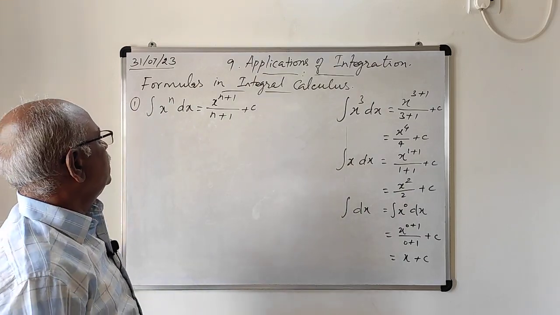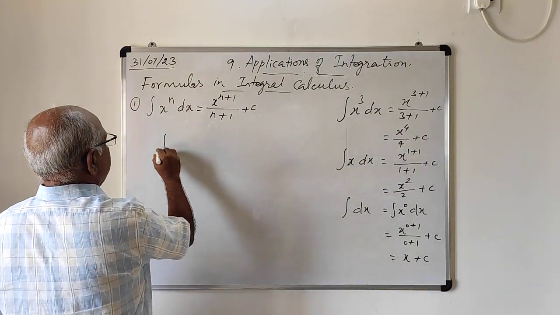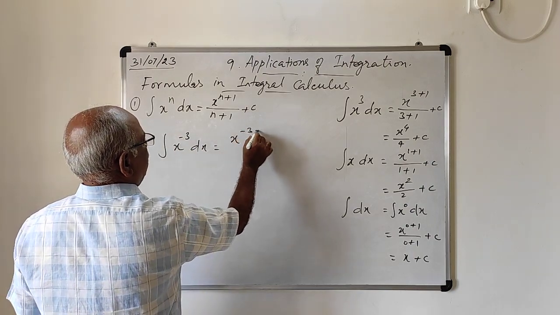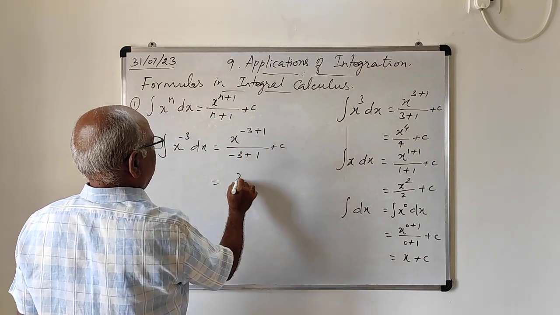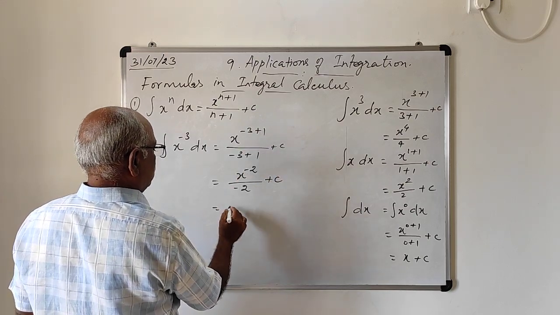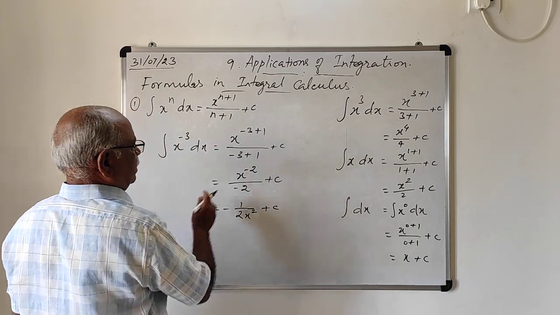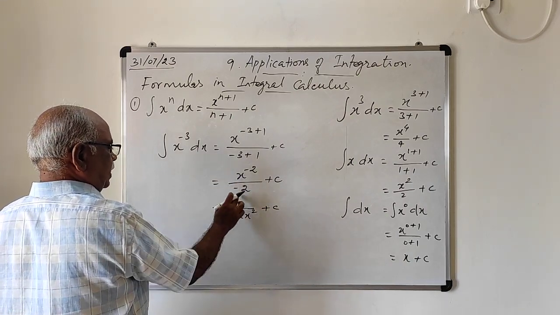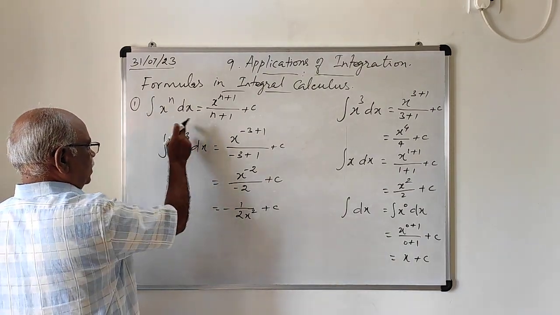By using this idea, suppose n is a negative integer, for example, x power minus 3 dx. Here also use the same idea: x power minus 3 plus 1 by minus 3 plus 1, plus c, that is equal to x power minus 2 by minus 2 plus c. X power minus 2 is 1 by x square, and this 2 is in the denominator, and the minus stays, so it becomes minus 1 by 2 x square plus c. So the integral of x power minus 3 is minus 1 by 2 x square.